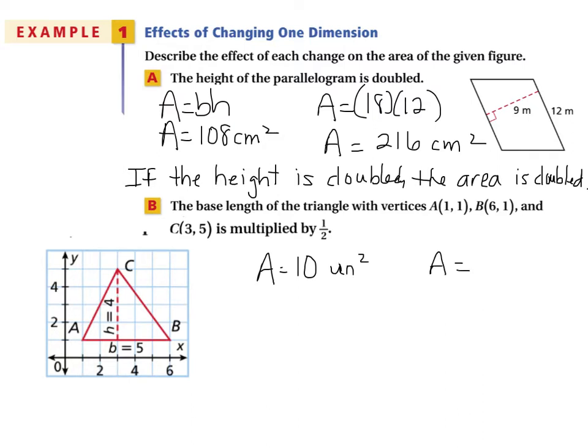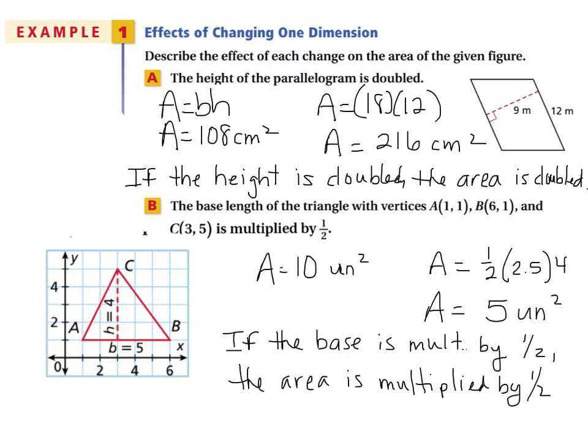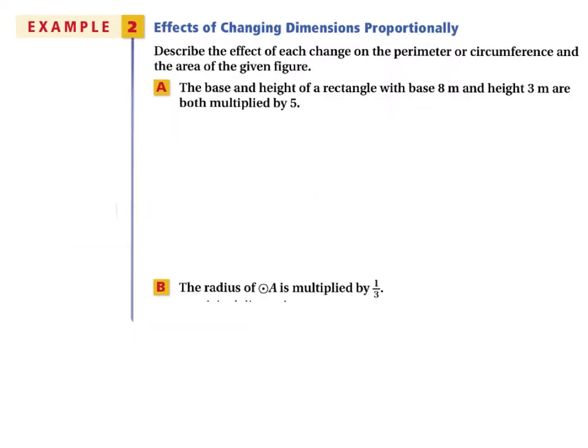So we multiply the base by 1/2. Well, that's now going to be 2.5, multiplied by 4. And that's going to give us an area of 5 units squared. So if the base is multiplied by 1/2, then the area is also multiplied by 1/2. Now, I can't stress enough how much I can tell you to just plug in numbers. Actually figure this out if you get confused.